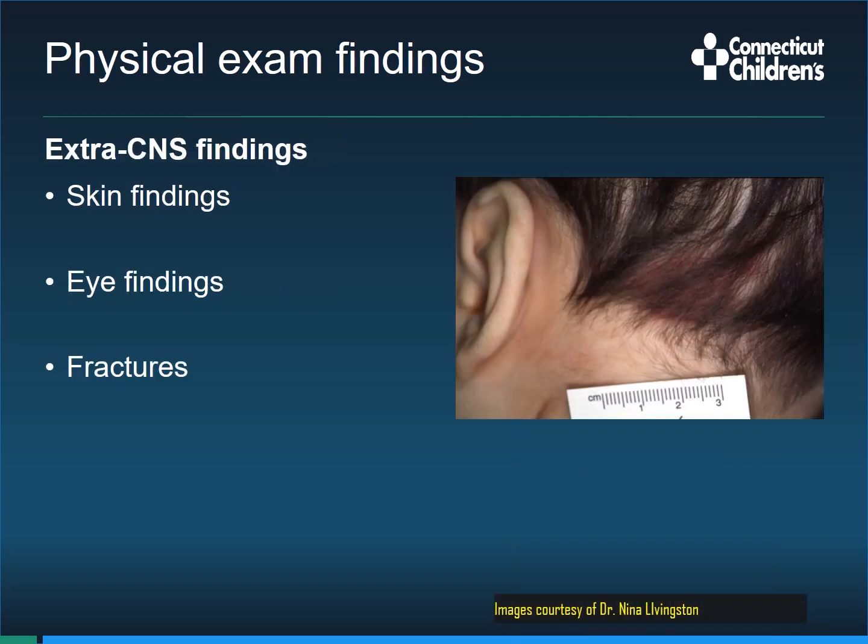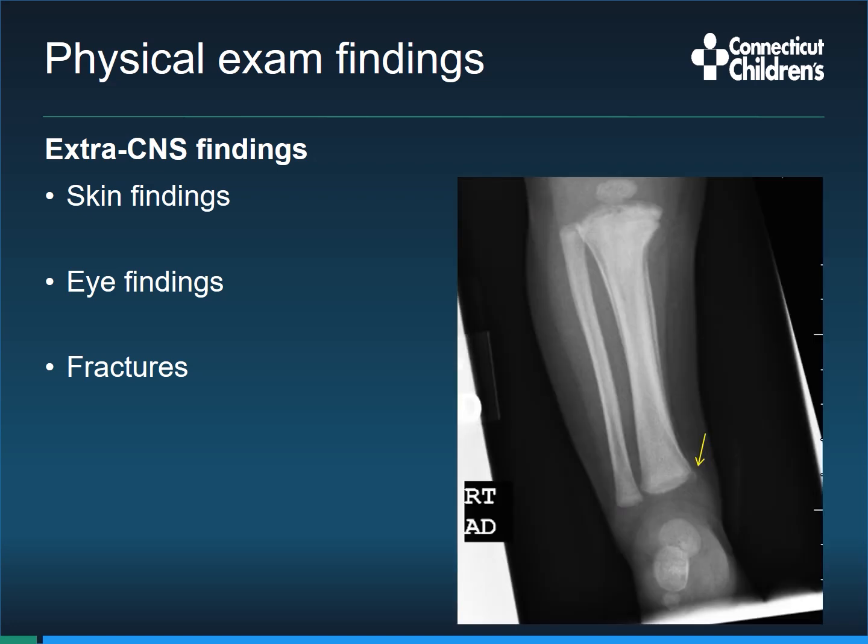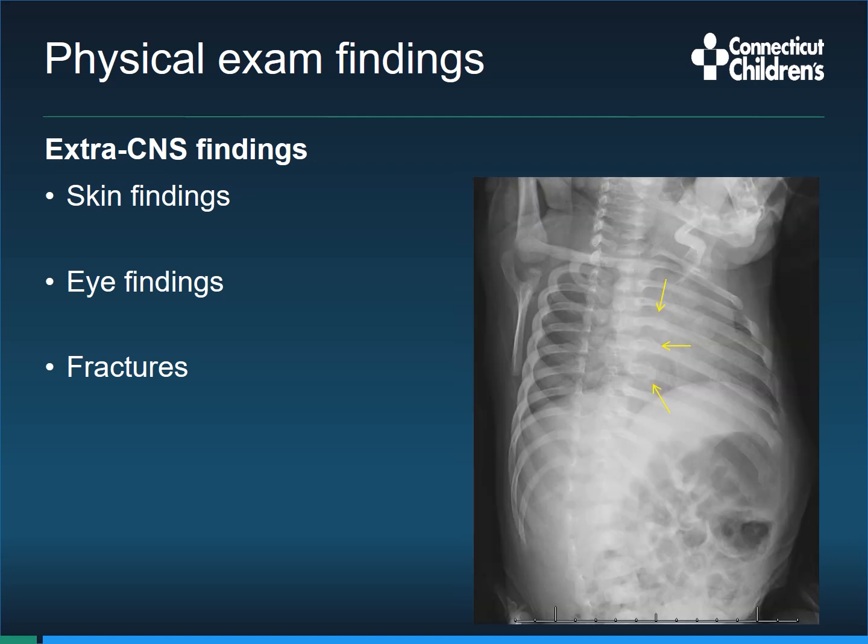Additional physical exam findings frequently present include bruising, often on the torso, head, and neck, retinal hemorrhages. Most commonly, these are bilateral, multi-layer, extending from pole to pole, but they can be unilateral and limited, and skeletal fractures, both subtle, like this metaphyseal corner fracture, or more obvious, such as these healing posterior rib fractures.